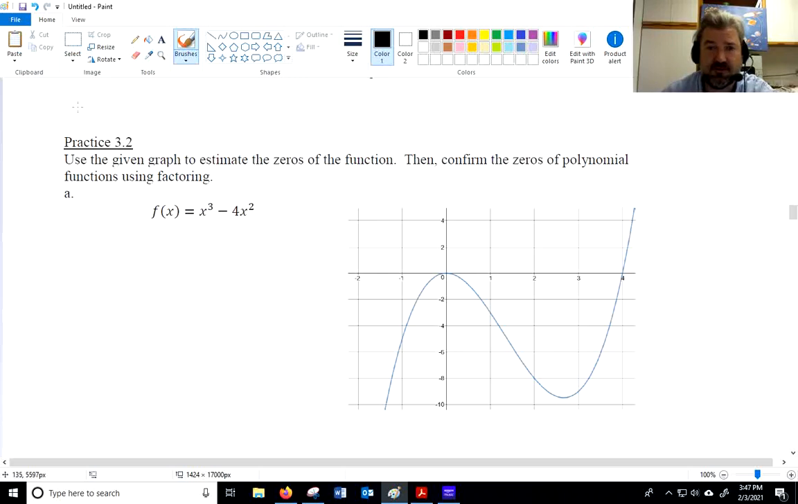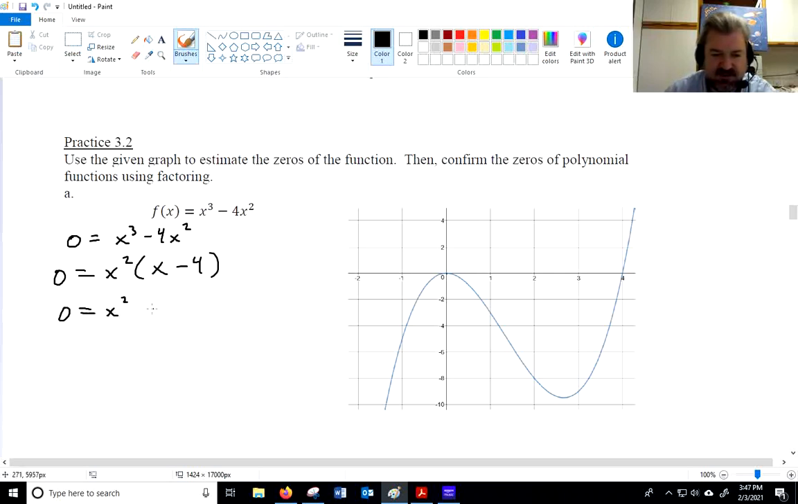Looks like 0 and 4 probably are the zeros, right? Because that's where it touches. Okay, so let's go ahead and set it equal to 0 and do that. All right, I'm going to factor out an x squared, and I get x minus 4. Then I'm going to set each factor equal to 0. X squared equals 0, and x minus 4 equals 0. So that gives me x equals 4.